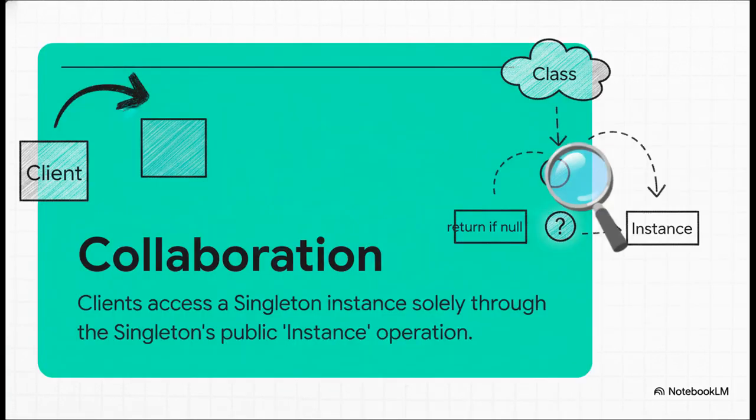And this shows you exactly how it works in practice. A client never says new Singleton. They can't. Instead, they have to go ask the class itself, hey, Singleton class, can I have your instance? The class then looks and says, do I already have one? If it doesn't, it creates it right then and there. If it does, it just hands back the one that already exists. It is the ultimate gatekeeper.